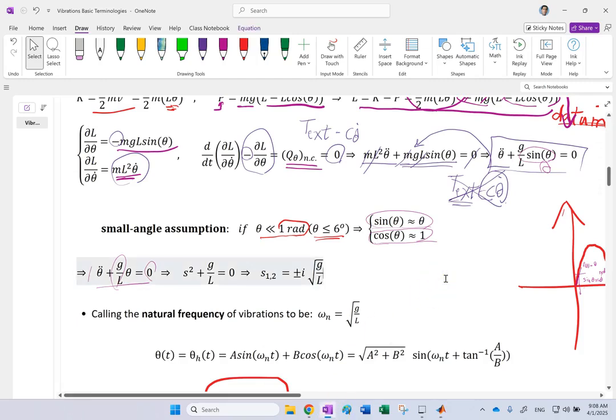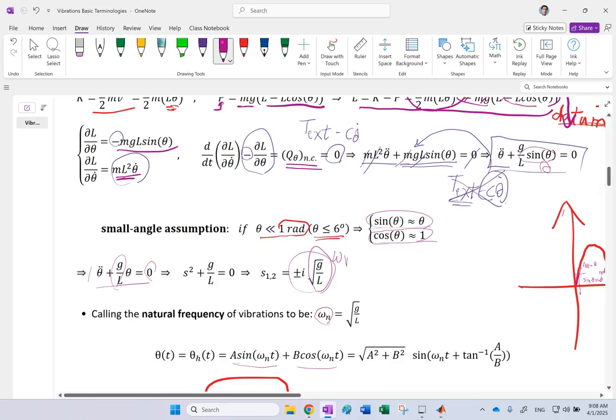Okay, so going back to the differential equation, as I said, it's a homogeneous second order ODE with constant coefficients. The way you solve it, you form the characteristic equation. In this case, s squared plus g over L is 0. The roots are two complex numbers. That means the solution is going to be a combination of a sine and a cosine of omega n t. What is omega n? In this case, omega n is going to be this guy here.